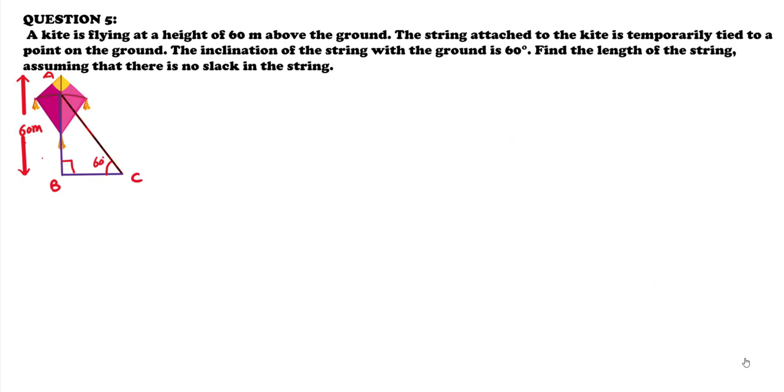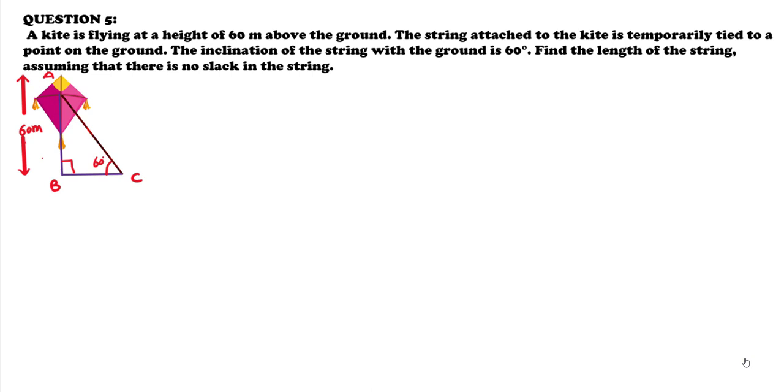Question 5. A kite is flying at a height of 60 meter above the ground. The string attached to the kite is temporarily tied to a point on the ground. The inclination of the string with the ground is 60 degree. Find the length of the string, assuming that there is no slack in the string. No slack means the string is not bent anywhere. It has no knots. Means it is straight.